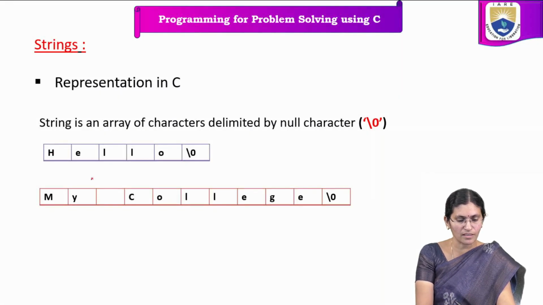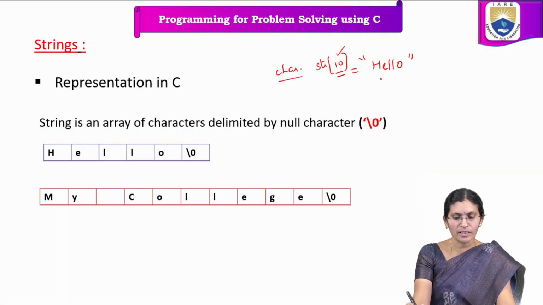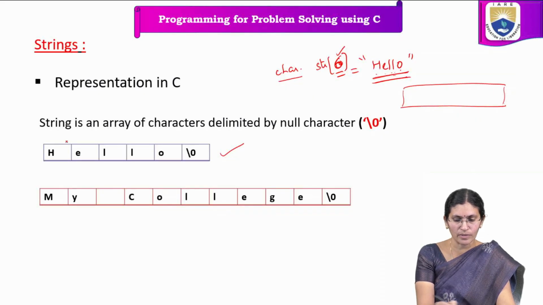In the memory, if we have a string, we represent it in this way. Its data type is char, then the name of the string, and then the size of the string. This size should be greater than the number of characters to be stored. For example, to store hello, 1, 2, 3, 4, 5 plus 1, so 6 is the size of this string. Each character requires 1 byte of memory, so 6 characters require 6 bytes of memory.